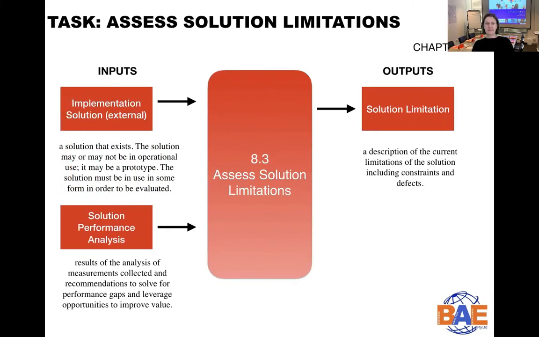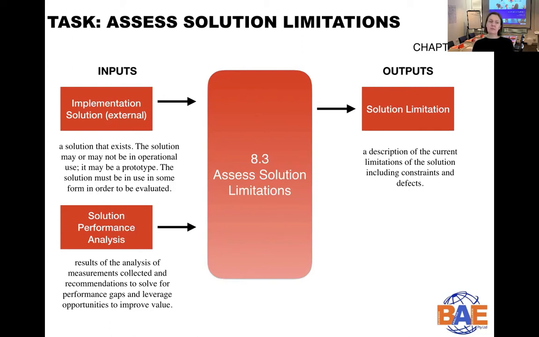Now, when we look at this, we've got two inputs. The first is implemented solution, with the status of external. This could be a solution that exists, and the solution may or may not be in operational use. It may be a prototype, like we said before, and the solution must be in use in some form in order for us to evaluate its limitations. So you still need that solution in order to assess the solution's limitations. That's pretty logical, right?